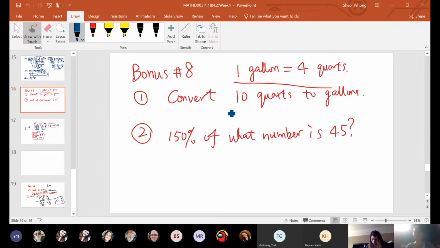So the first one, convert 10 quarts to gallons. I saw that some students just did basic math: 10 divided by 4 equals 2.5. That's fine. If you know that that's what you need to do, that's fine. But we talked about 2 different ways to do it. One is to use proportion. The other is just to use conversion, basically the conversion factor. So I'll show you both ways how to do this. Let me get a new page here.